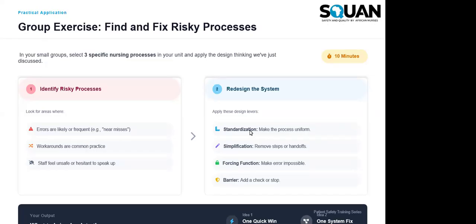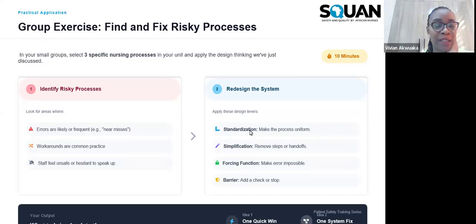Yes, I need examples of a risky nursing process. There are so many of them. I know I've talked a lot about medication administration today. Handovers. There's so many. So I have five examples. I think let's just move on because of our time.